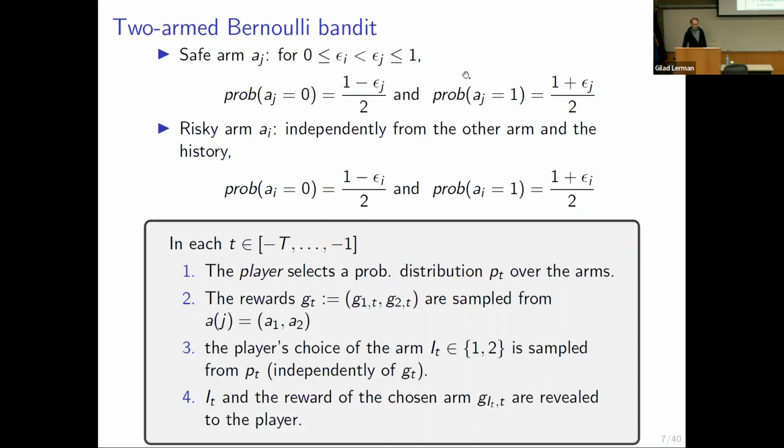So you could formalize this problem as a two-arm Bernoulli bandit. The safe arm AJ, where J is secret from the player, is a probability distribution given by a Bernoulli distribution, where the probability of 0 reward is (1 minus epsilon j) over 2, and the probability of 1 reward is (1 plus epsilon j) over 2. The risky arm is the same with a different parameter, epsilon i.